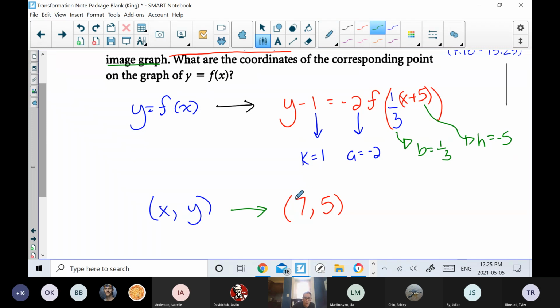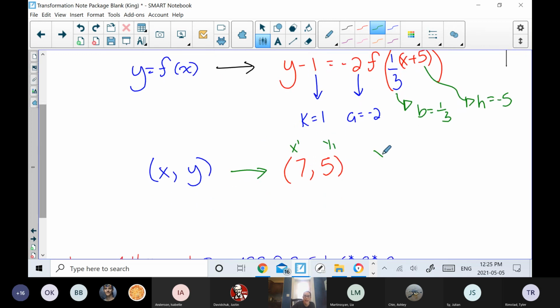Remember that this point here is x prime, and this point here is y prime. From the mapping, how we got the x prime is always x divided by b plus h. That's how we get our new x prime coordinate. I know what x prime is, x prime is 7, so I'm going to put it in for x prime. I don't know what the original x is. So x over b. Now, x divided by 1/3 is the same thing as 3x. And then plus h, that would be plus -5, which is -5.